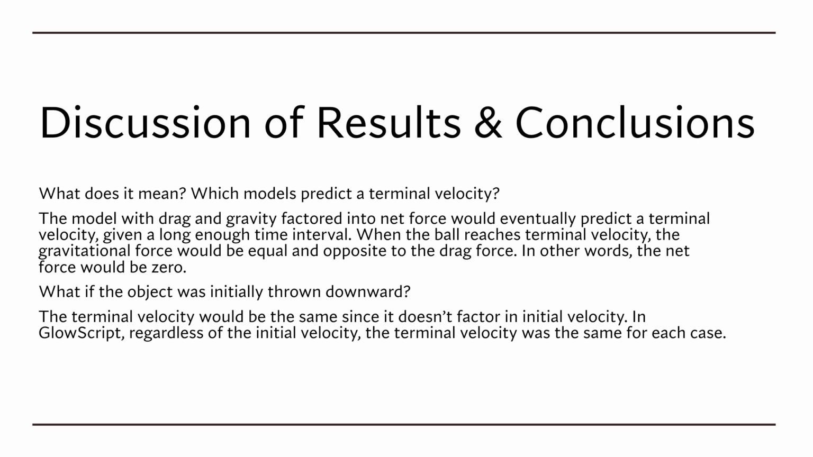So which model predicts our terminal velocity? The model with drag and gravity factored into net force would eventually predict a terminal velocity given a long enough time interval, although we did not encounter that in this time interval of the experiment. When the ball reaches terminal velocity, the gravitational force would be equal and opposite to the drag force. In other words, the net force would be 0. If the object was initially thrown downward, the terminal velocity would be the same since it doesn't factor in initial velocity. In GlowScript, regardless of the initial velocity, the terminal velocity was the same for each case. What changes is how long it takes to get there.